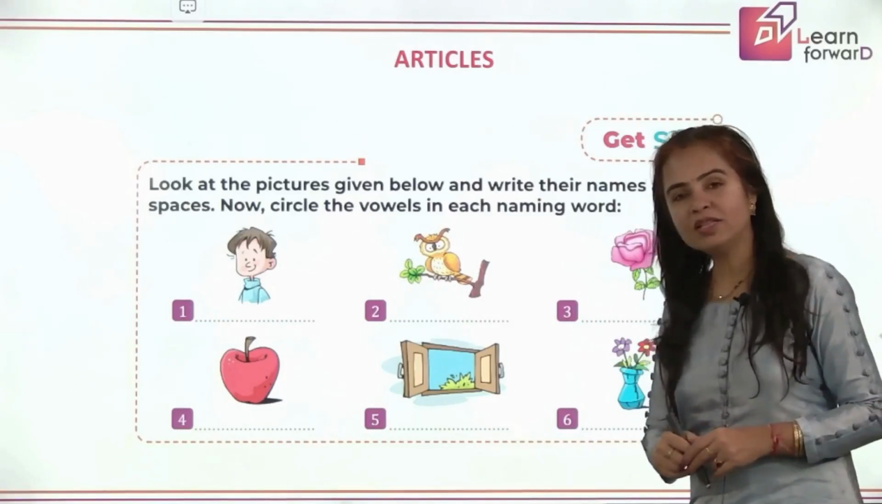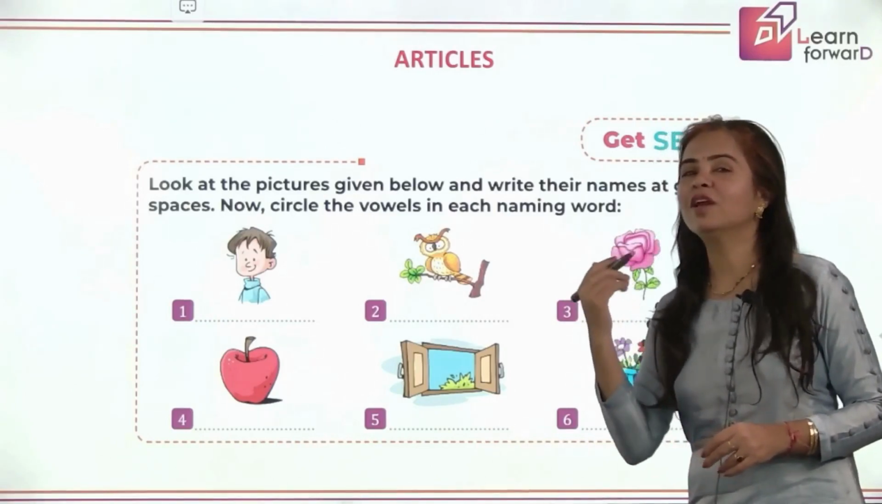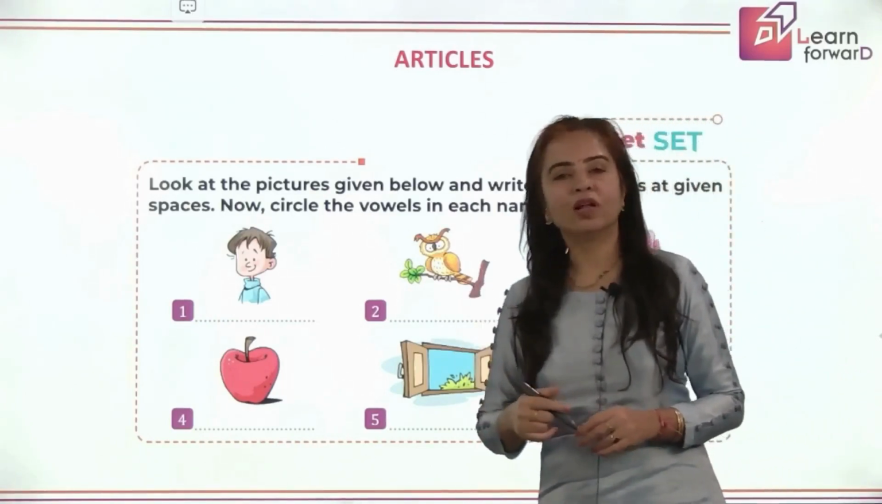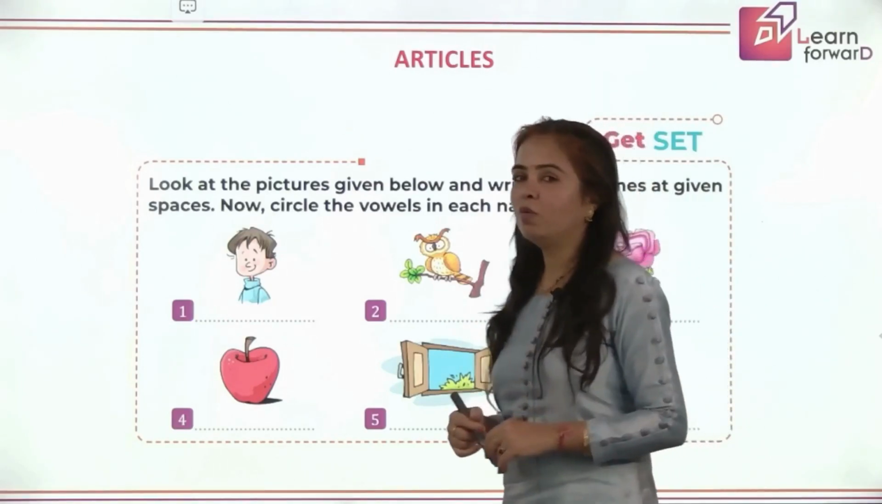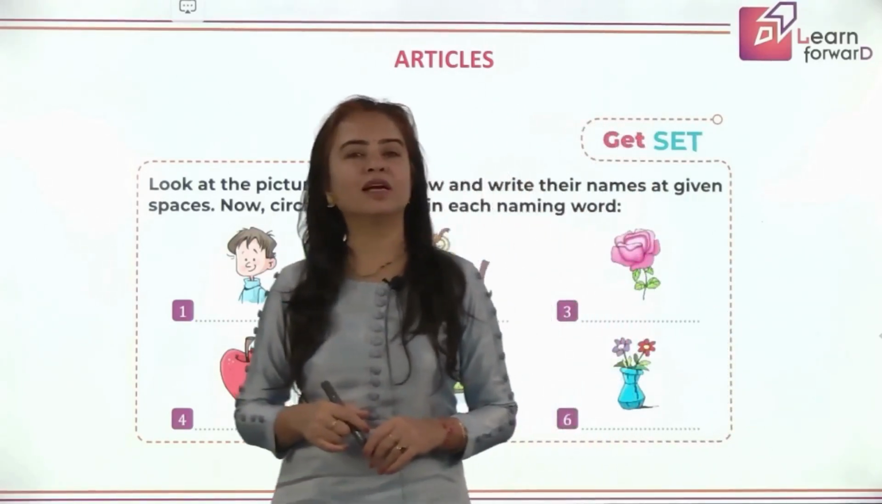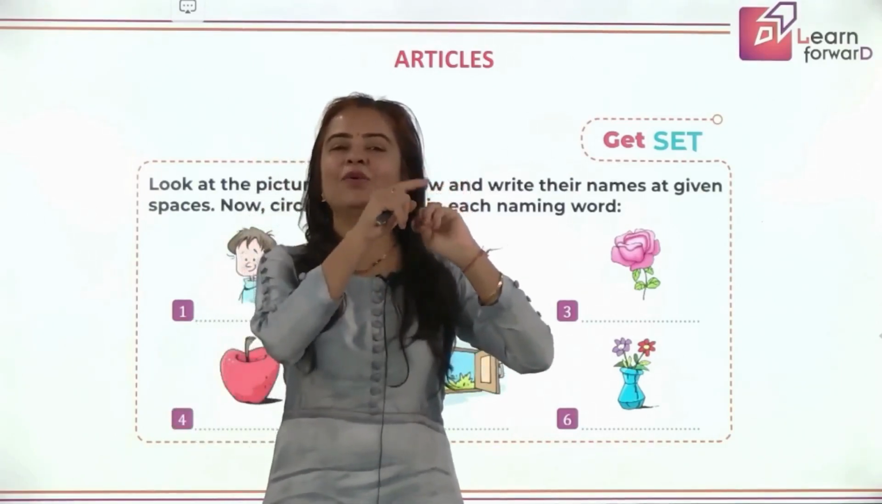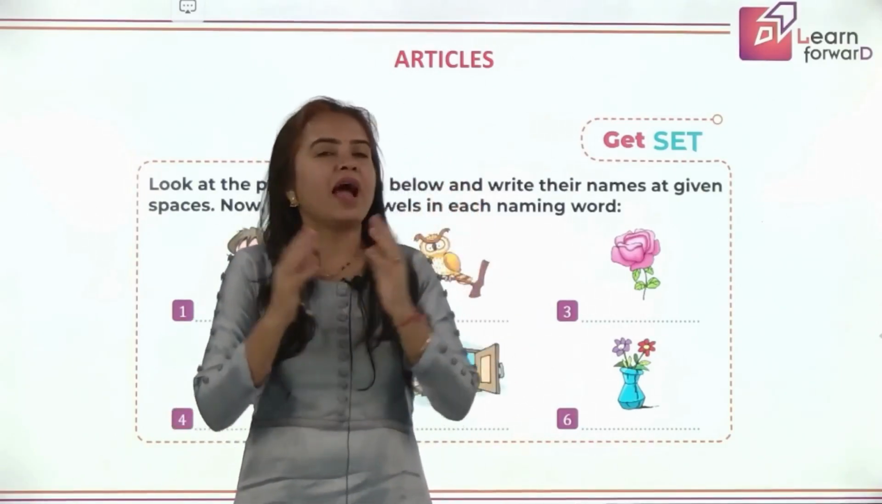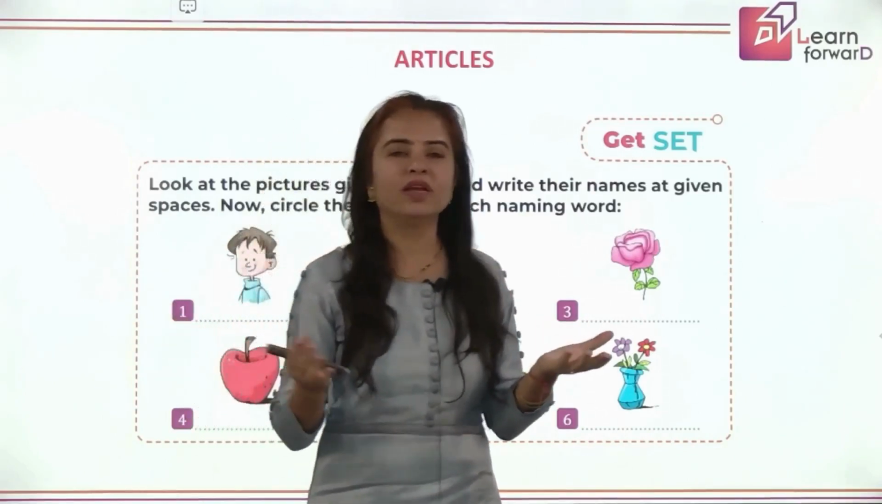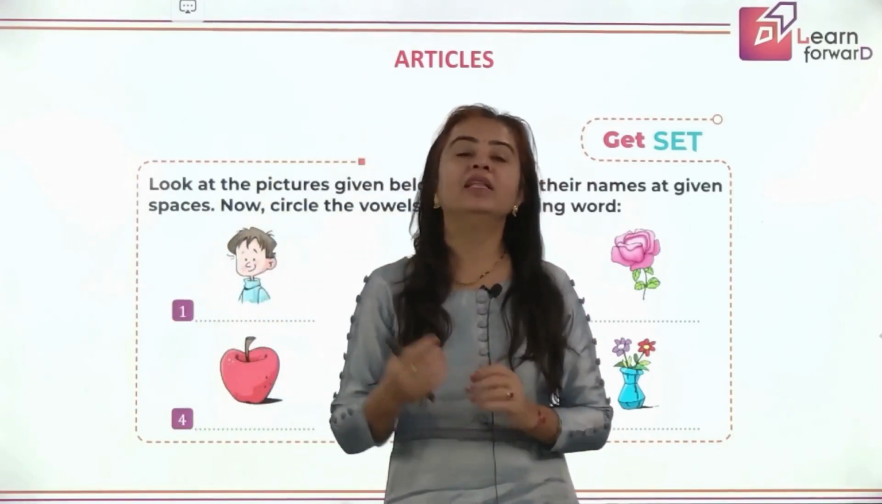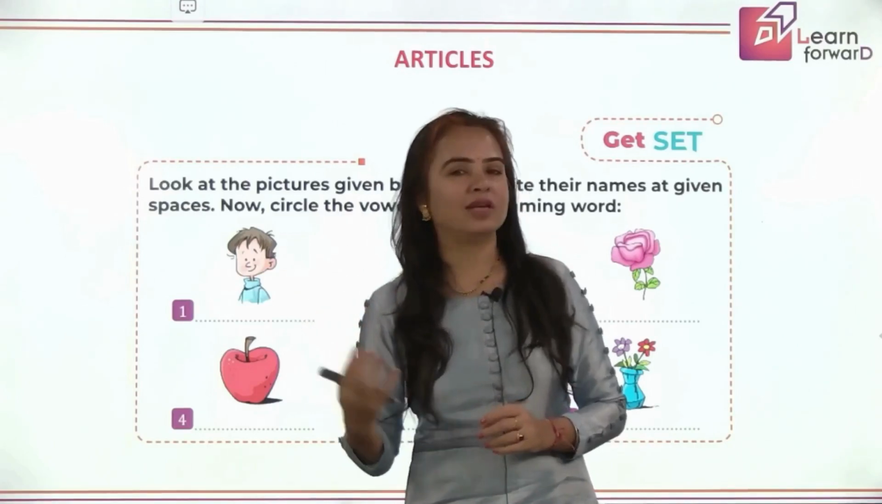Why are we doing this exercise? Because we need to recall what vowels and consonants are. So do you remember what vowels and consonants are? How many vowels are there? 5. Let's quickly say them. A, E, I, O, U. These are the 5 vowels, and all the remaining 21 letters of the English alphabet are called consonants, right?